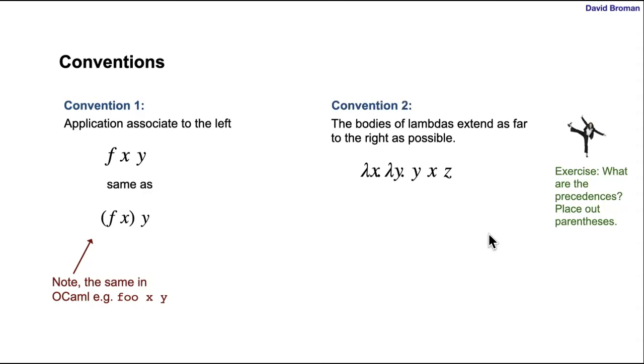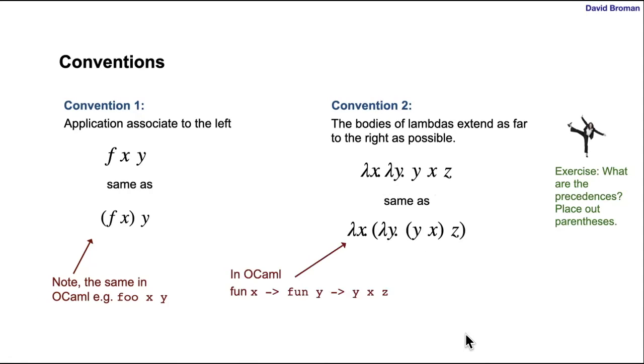All right. So convention number 2 here is that the bodies of the lambdas extend as far to the right as possible. This means that this expression is the same thing as this. Here we see that the body of x is the rest of the expression. That's what convention 2 says, that it extends as far as possible to the right. The lambda y also extends as far as possible. And then y applied to x has this parenthesis, which is due to convention 1, which says that application associates to the left.